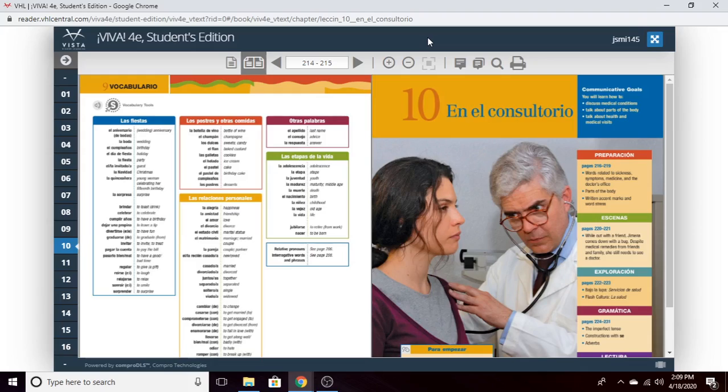If you think about it, when you go to see the doctor, when you go to the doctor's office, you're not really in his office. You're not with his computer and his papers. You're in the examining room. So that's what a consultorio is. So in chapter 10, you're going to talk about medical conditions, parts of the body, health, well-being, things like that.